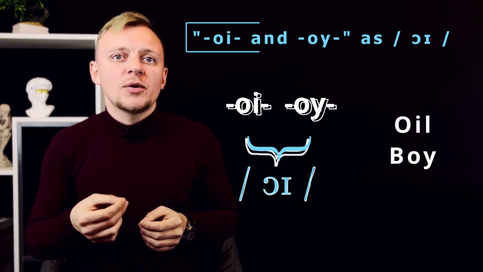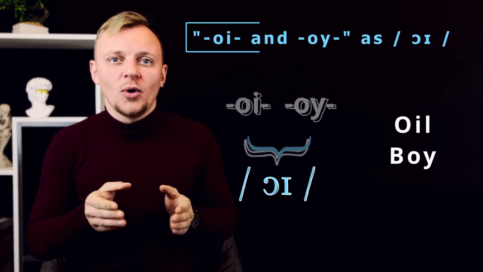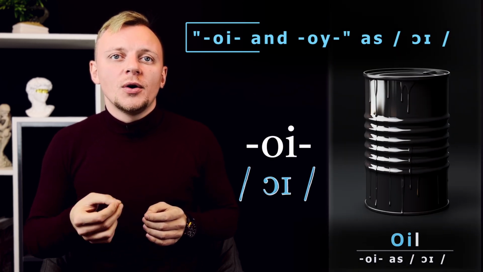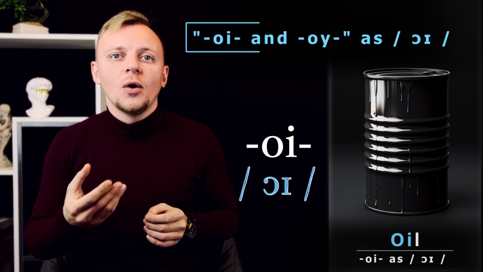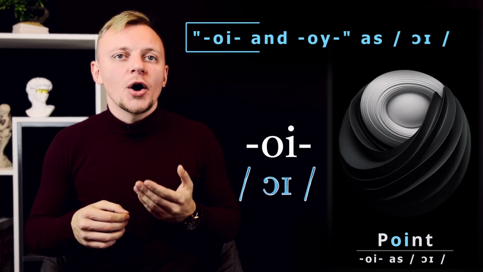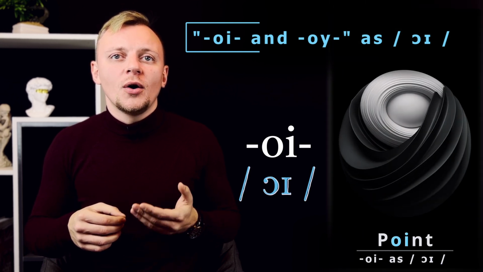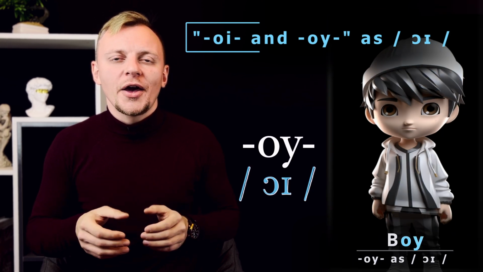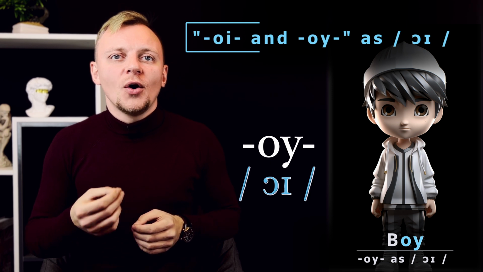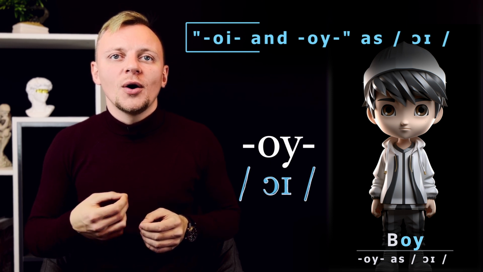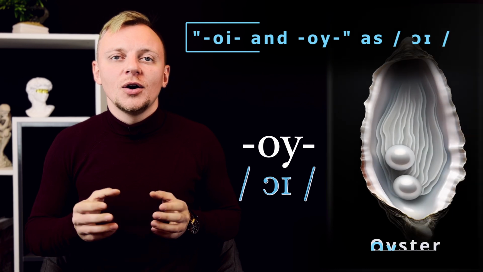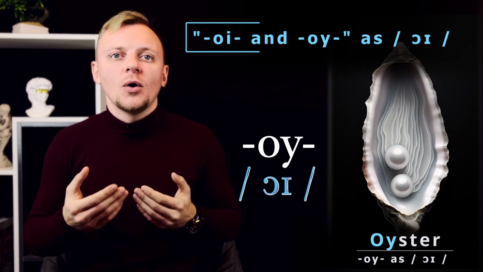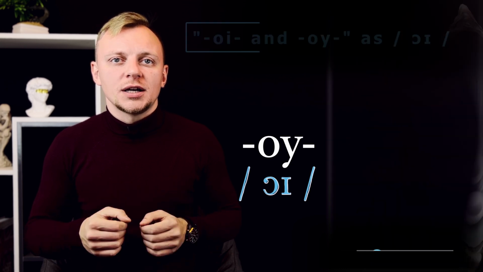And let's break down examples like oil and boy. Oil, OI, OI, oil. Point, OI, OI, point. Boy, OY, OY, OI, boy. Oyster, OY, OY, OI, oyster.